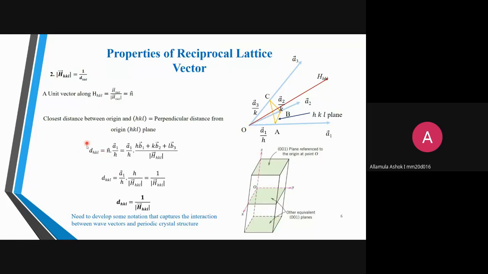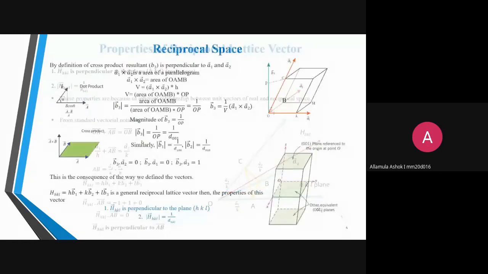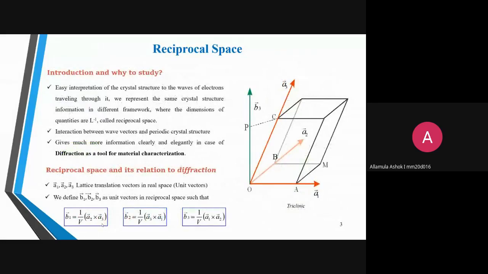Therefore, this closest distance, the magnitude of capital H, is equal to the unit vector times the projection of the OA vector on the capital H vector. This is n cap dot a1 bar by h. As we already know, this n cap unit vector of capital H is capital H bar by modulus of capital H, and we define the general reciprocal lattice vector capital H as the summation of reciprocal unit vectors b1, b2, b3 multiplied by h, k, l. So this dot product gives a1 dot b1, and we know that we define b1 as a reciprocal lattice vector such that b1 is perpendicular to a2 and a3. b1 is perpendicular to a2 and a3.